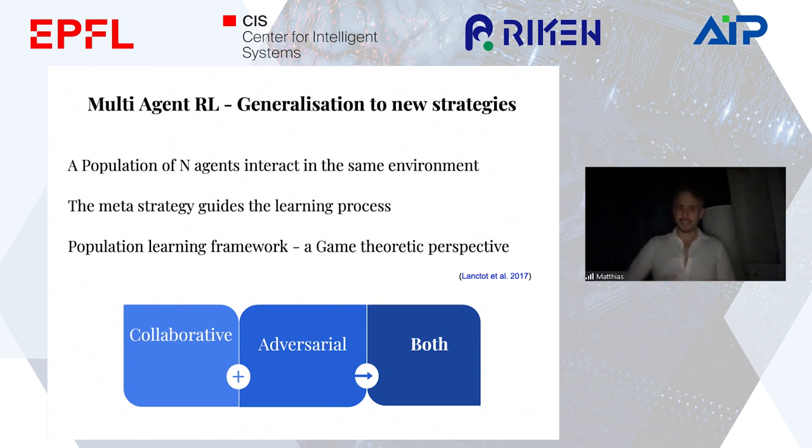The critical part here is how to have a meta strategy which guides the learning process. In this population learning framework, the game theoretic perspective has been widely used. In fact, we are working on one approach right now, mainly a collaborative one, but of course in an AlphaGo game, for example, you have the adversarial approach, and of course you can combine those to get both.